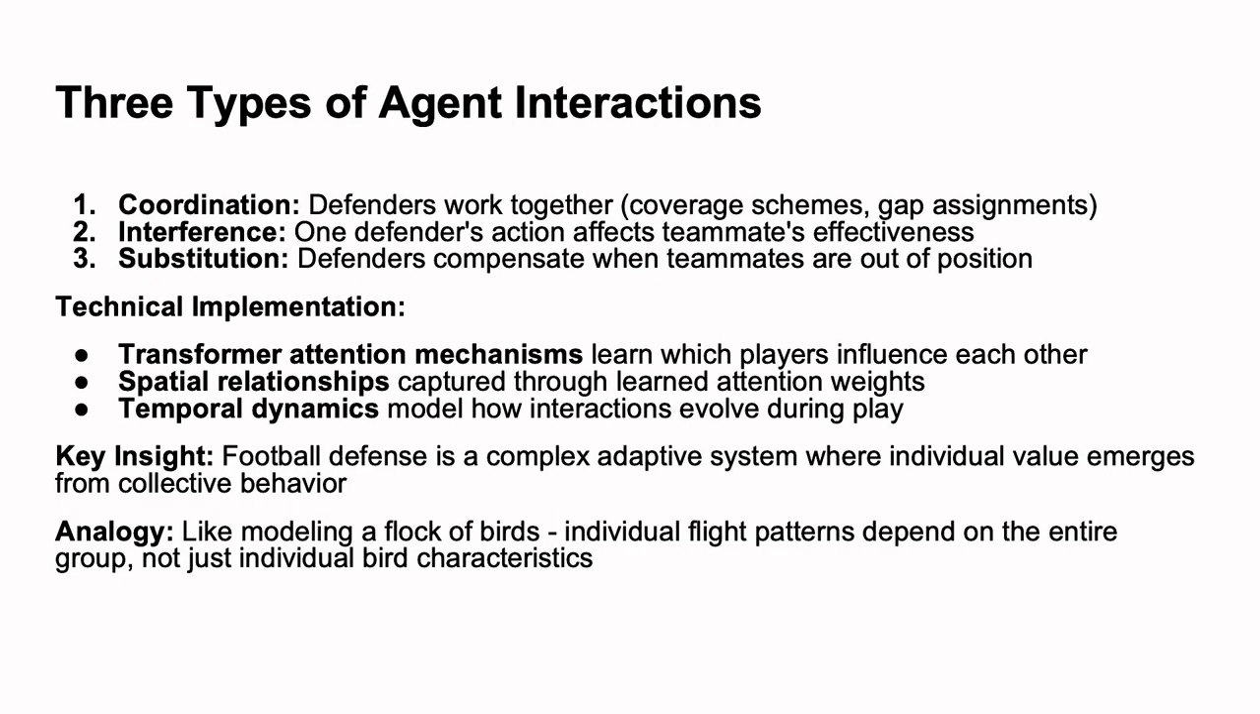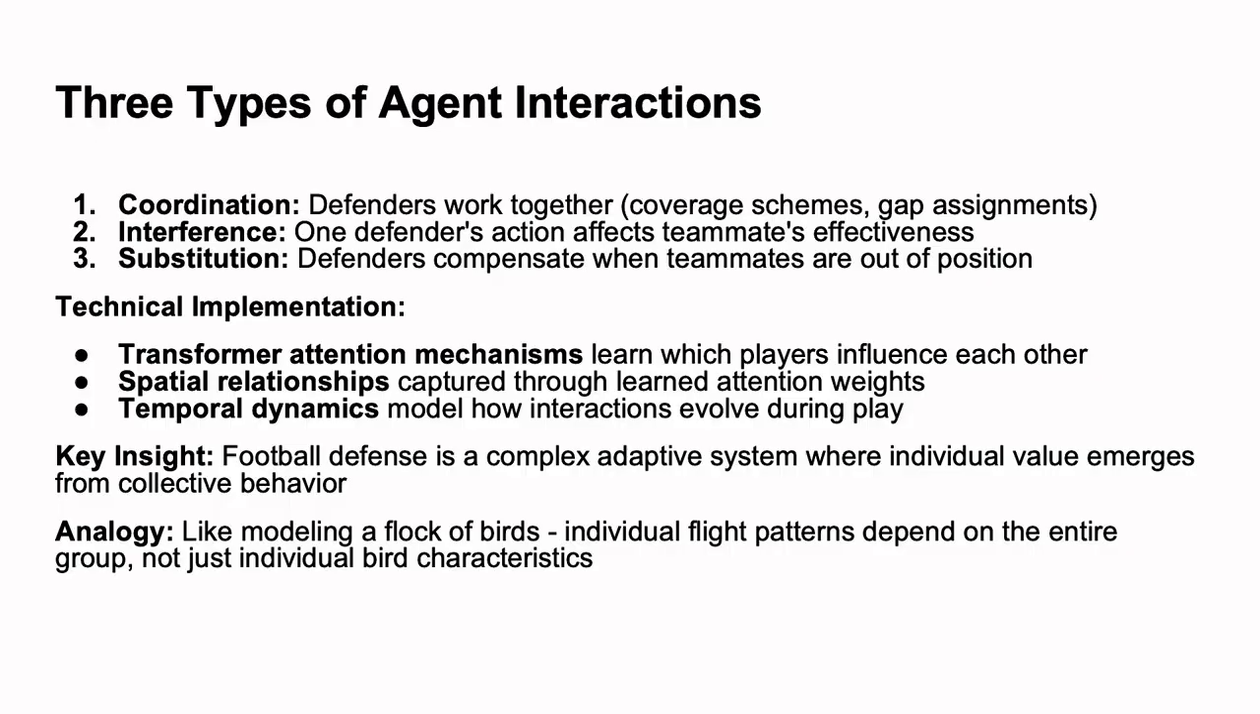We specifically want to model 3 types of agent interactions. These are coordination, interference, and substitution. So coordination is how defenders work together, such as coverage schemes or gap assignments. And we also want to measure interference, which is how one defender's actions affect other teammates' effectiveness. Lastly, we want to measure substitution, which is how defenders compensate when teammates are out of position.